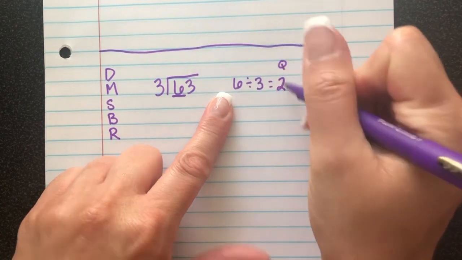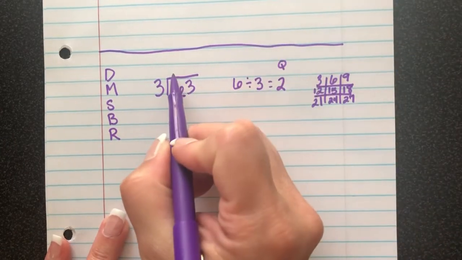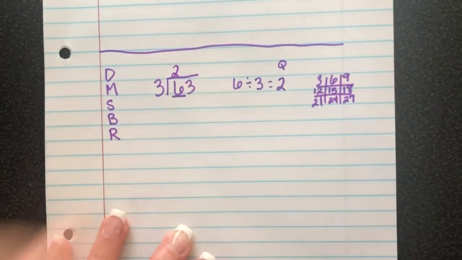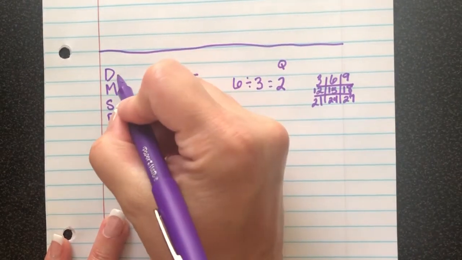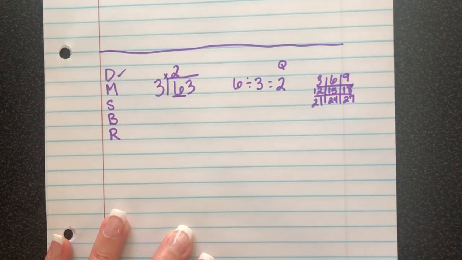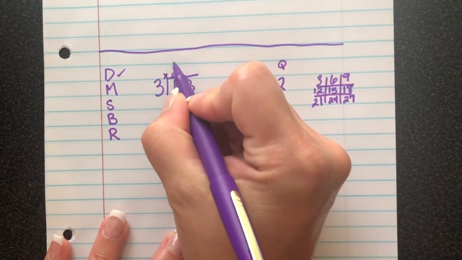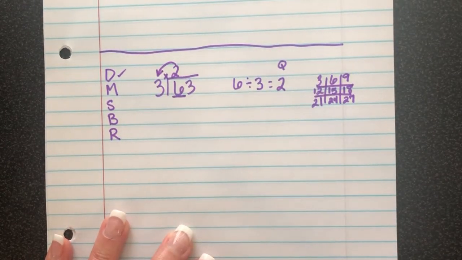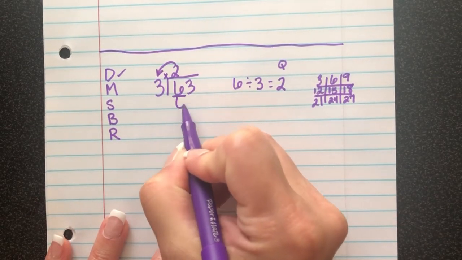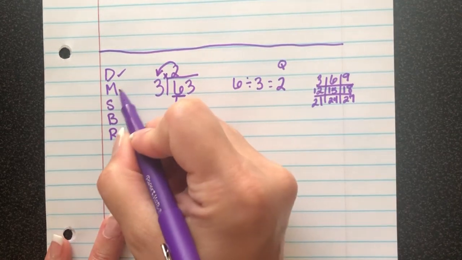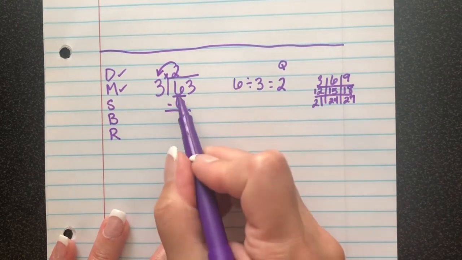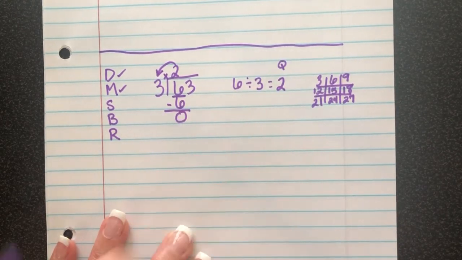Remember, these are quotients, and our quotients always go on top of the house. So this 2 is going to go above the 6. So we've just divided. Now I'm going to multiply. I'm going to put my little multiplication sign on the corner of the house, and I'm going to multiply 2 times 3. 2 times 3 is 6. That 6 is going to go underneath what I underlined. So we've multiplied. Now we need to subtract the 6 minus 6. 6 minus 6 leaves us with 0.